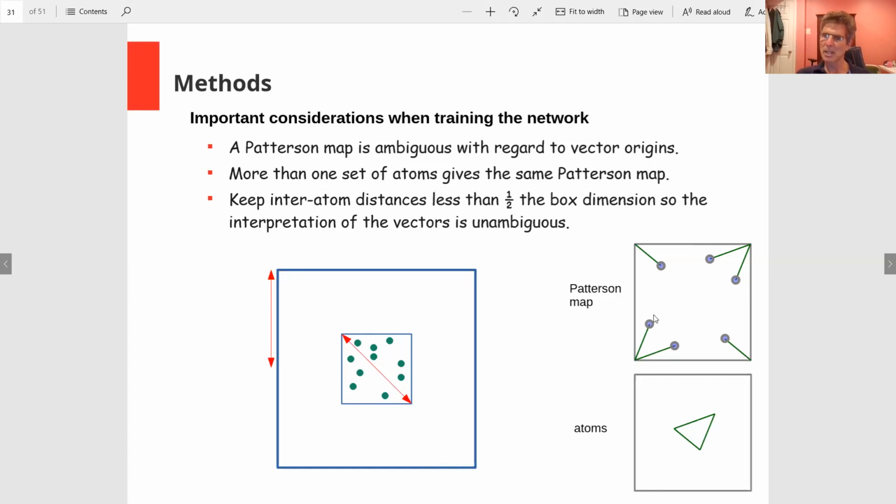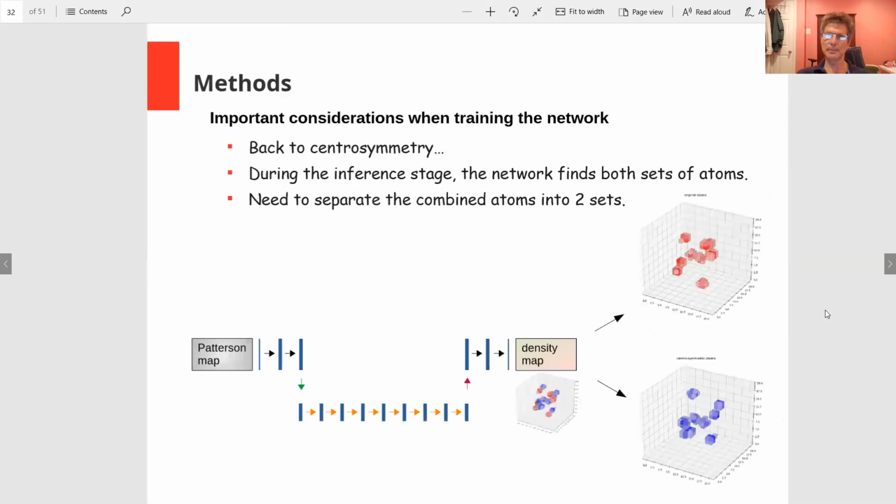It has to be the origin to which it is closest, because the distance between this peak and any other origin is more than half of the edge length. And so it becomes unambiguous which origin to use for every peak in the Patterson map. All right, so I hope that's clear. I'm going to continue on now.